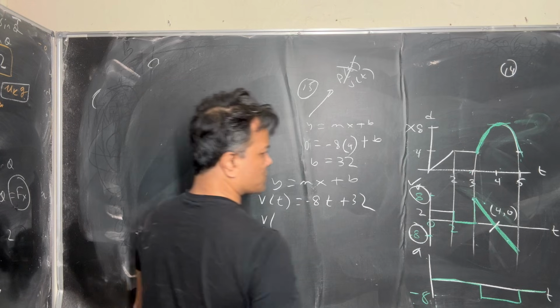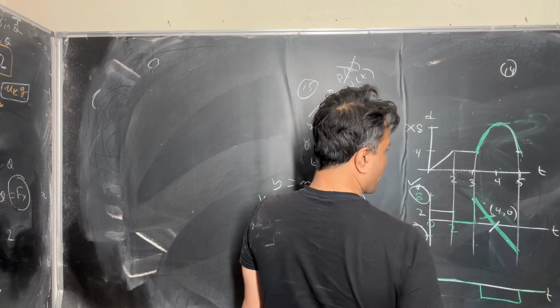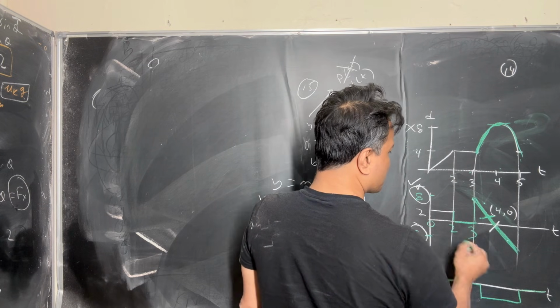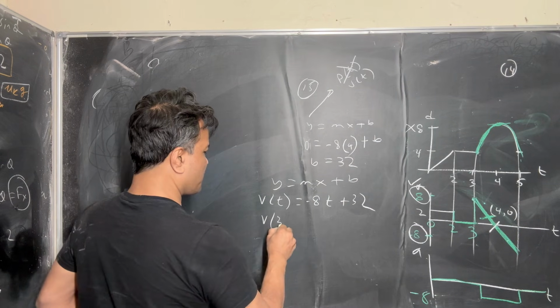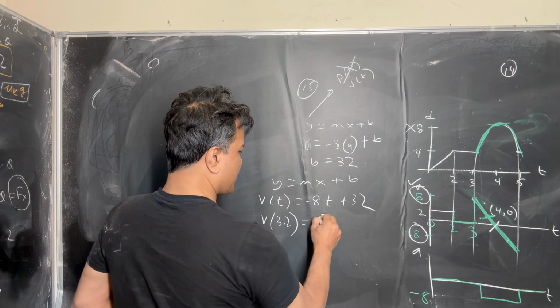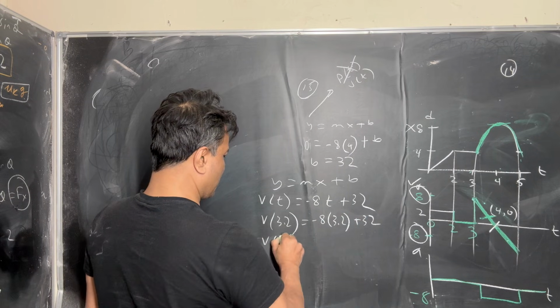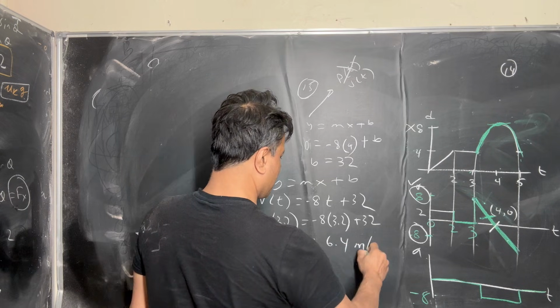Now I ask you to do it at 3.2. At 3.2, the velocity is positive because it's above the x-axis. So v is equal to minus 8 times 3.2 plus 32. So the velocity is 6.4 or something meters per second, but you check.